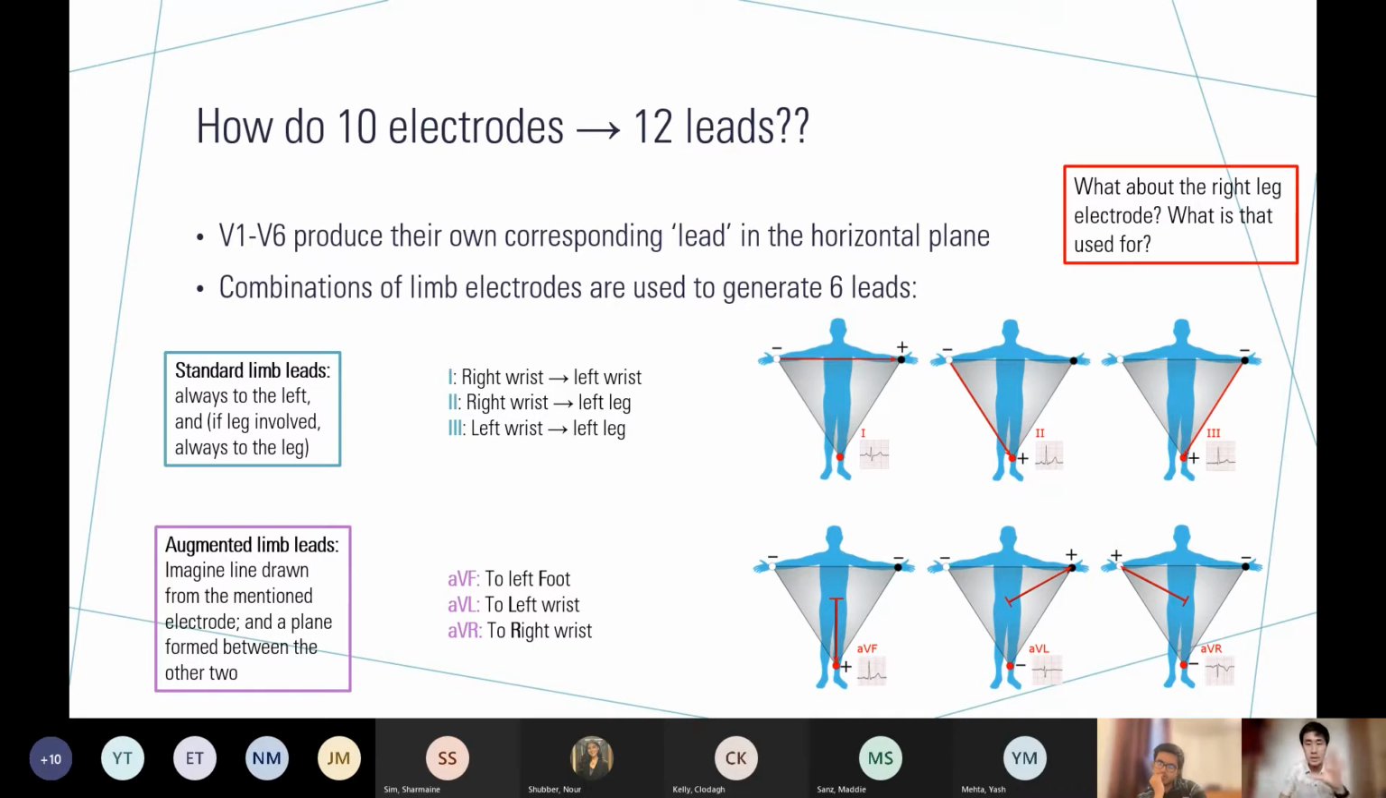And the reason why this will be easy is once you have this in your head and you can draw it, then you never have to worry about rote learning positions and regions for MIs. You never really have to worry about axis. All of it will make sense if you understand how you generate these limb leads.